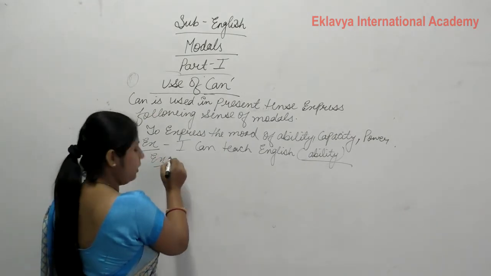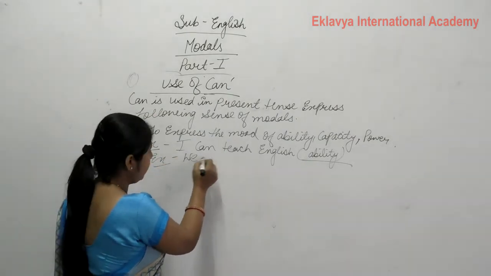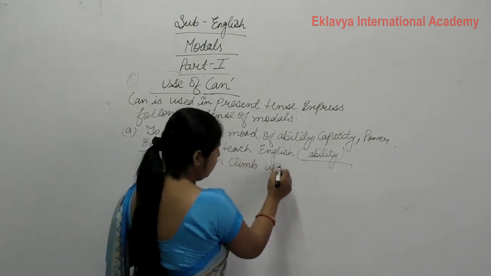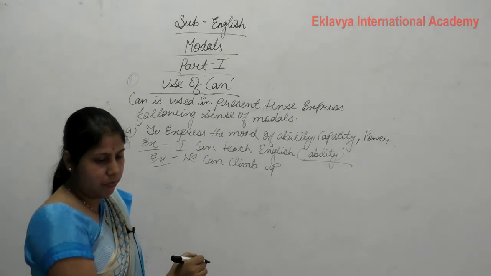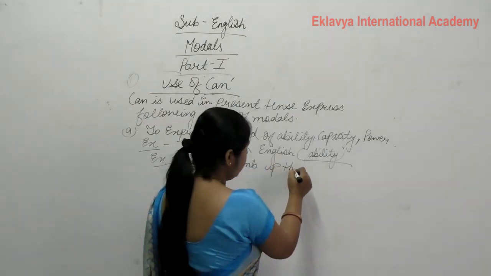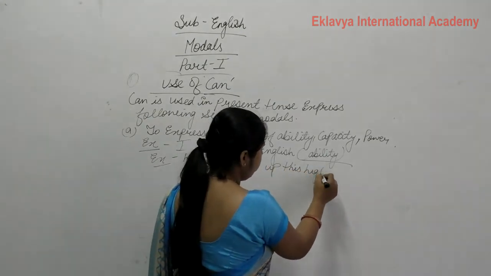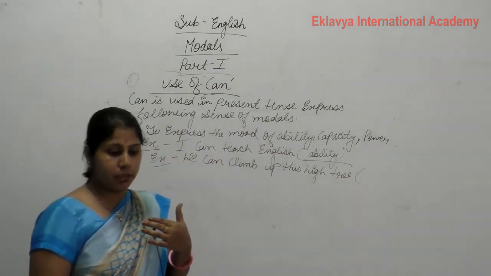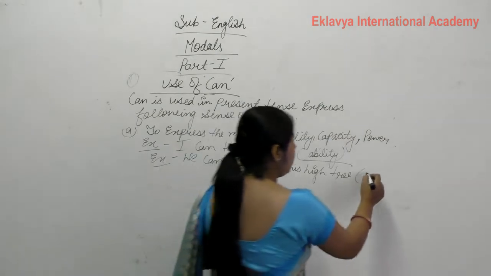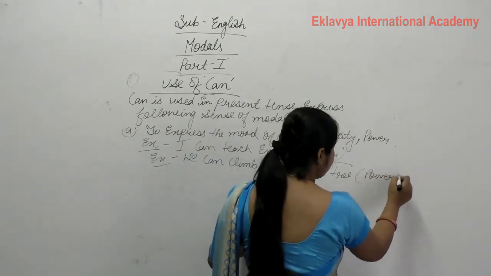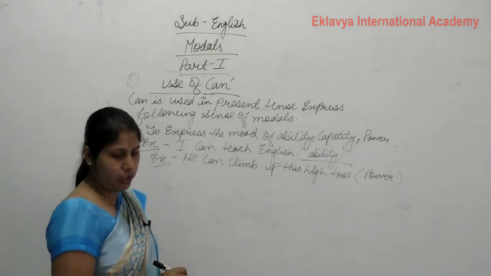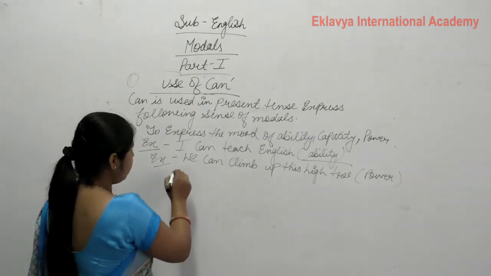Next example. We can climb up this high tree. What is this? This is called power. Okay. Now next is what? I can solve these puzzles.